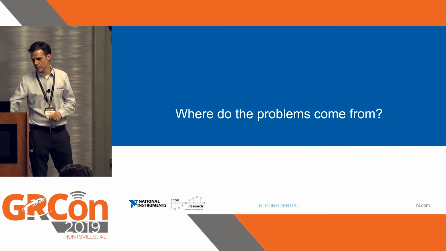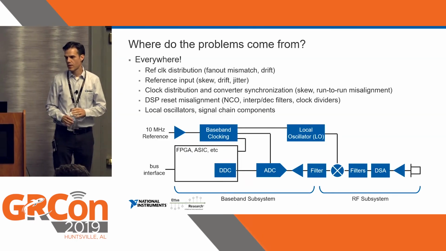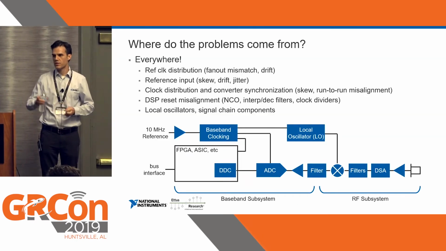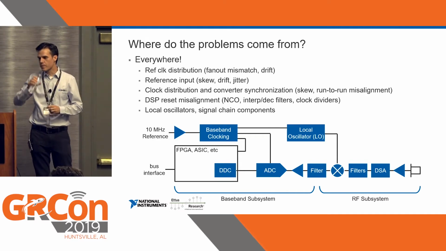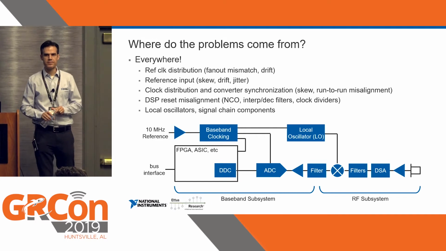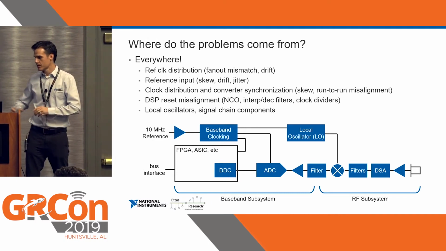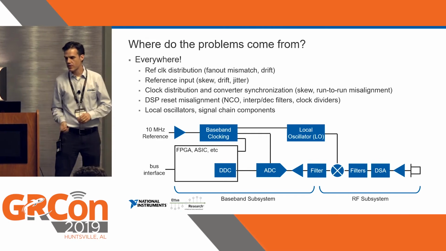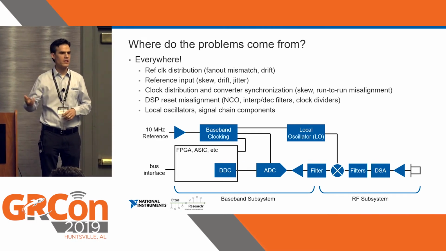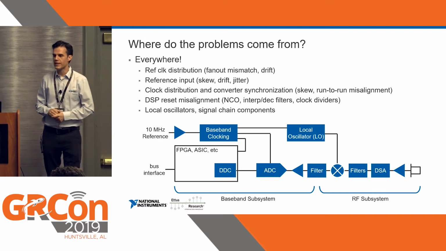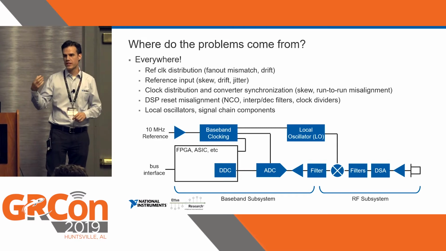So where do the problems come from? Here's a receiver architecture similar to the one that was presented earlier. Your RF signal comes in on the right. No, I did not put the bandpass filter before the LNA, just like he showed. You have a low noise amplifier, step attenuators, filter banks, either an IQ demod or a single-stage or multi-stage down conversion, more filters, an ADC.